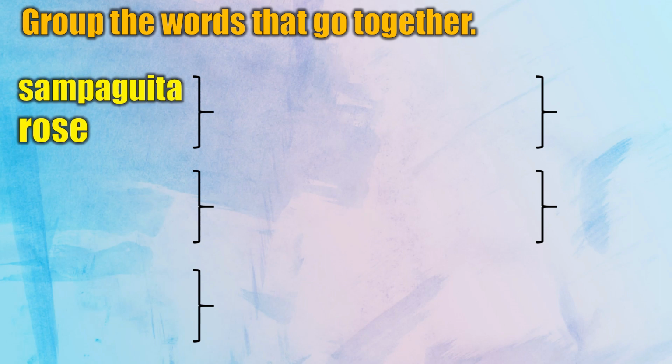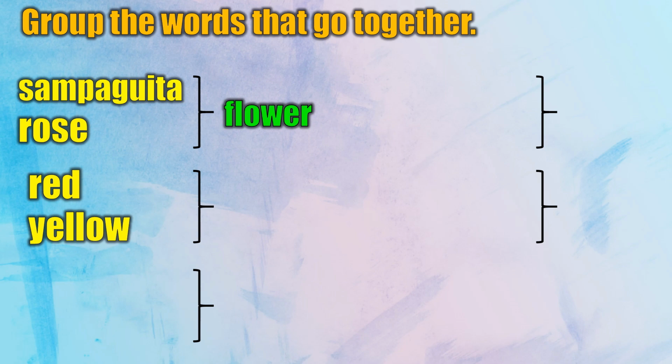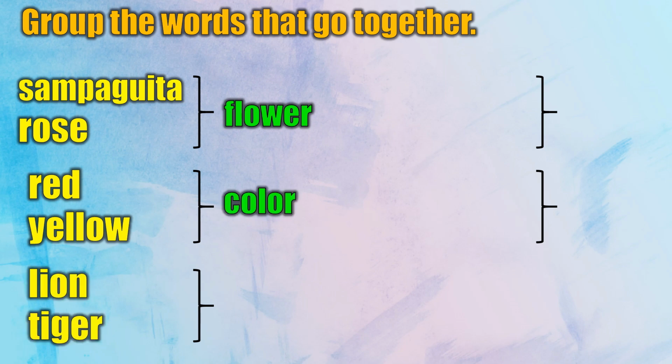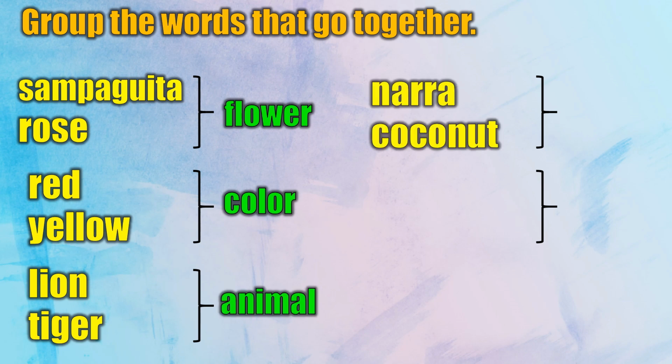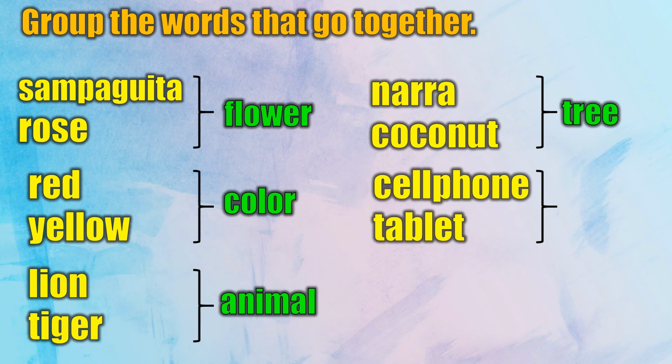The words sampagita and rose are hyponyms of a flower. Red and yellow are hyponyms of a color. Lion and tiger are hyponyms of an animal. Nara and coconut are hyponyms of a tree. Cell phone and tablet are hyponyms of a gadget.